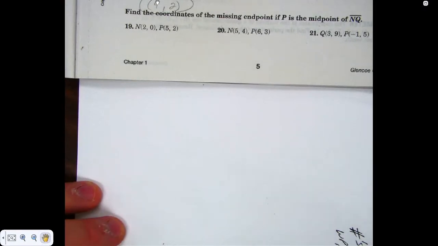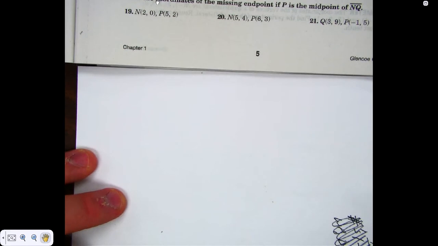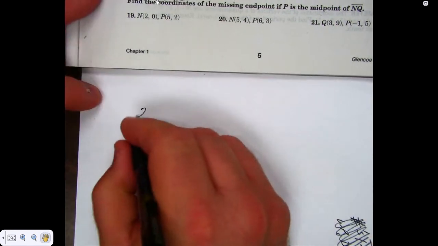Then there's ones like number 19, 20, and 21. Need to pay attention to this. These always mess with everybody. They're not that bad. Let's do number 20 right here.